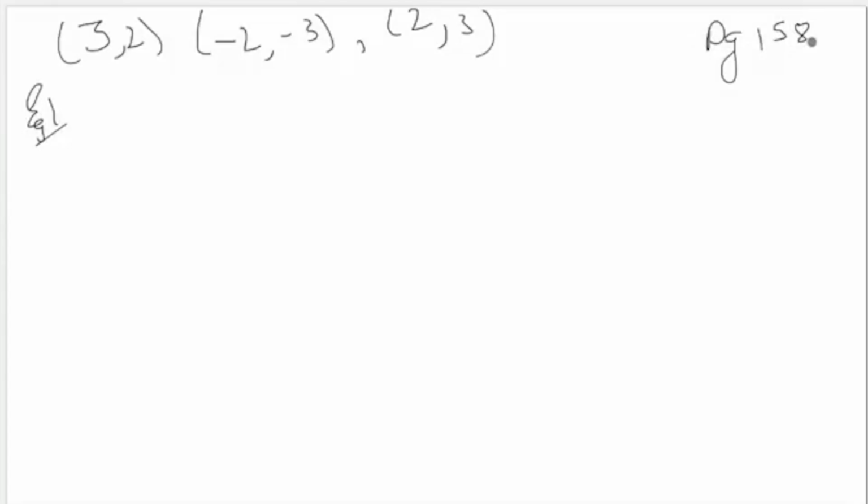Page number 180, 158 in NCERT. And the example is: the coordinates of three points are given. The question is whether these are forming a triangle or not. If these are forming a triangle, which kind of triangle are these forming? So let's see how to do it.